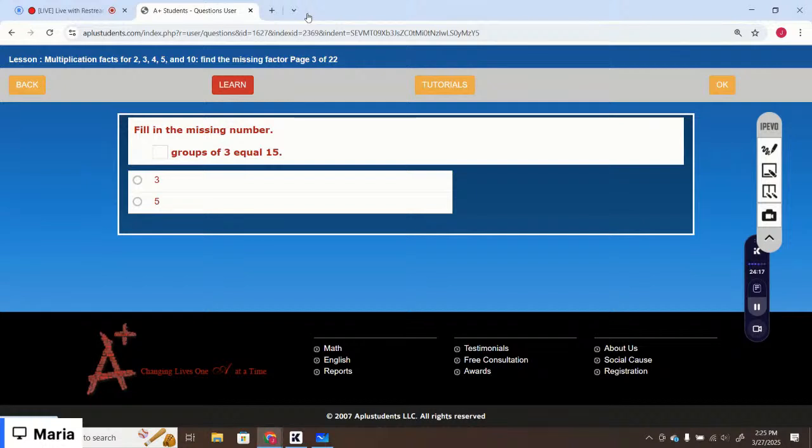Fill in the missing number. How many groups of 3 equals 15? That is 3 times 5 is 15. Option number 2 is the correct option.